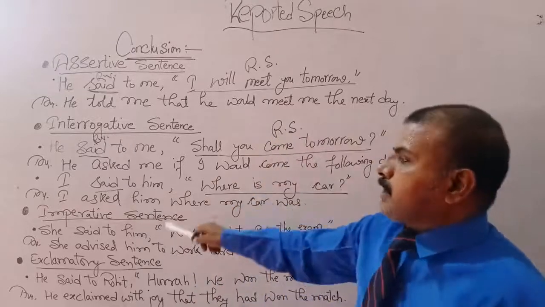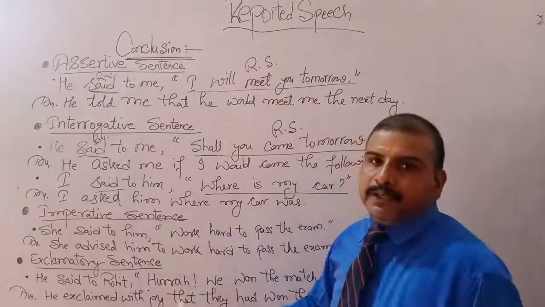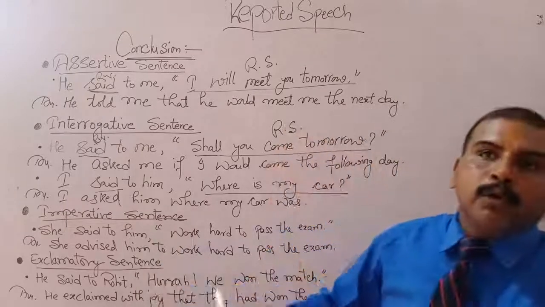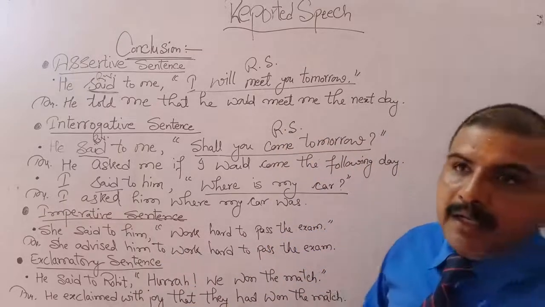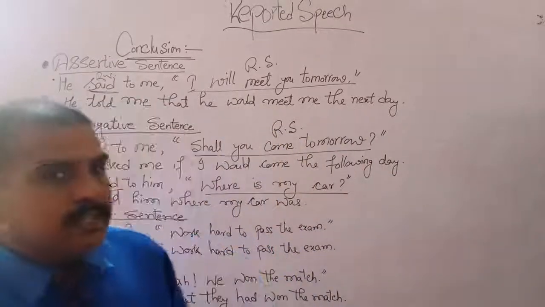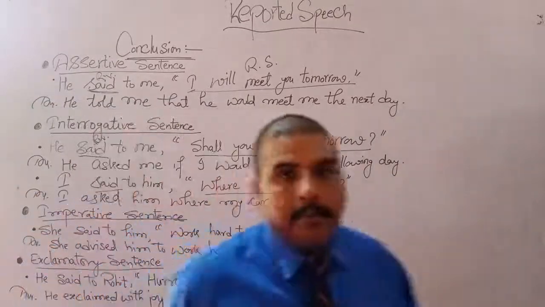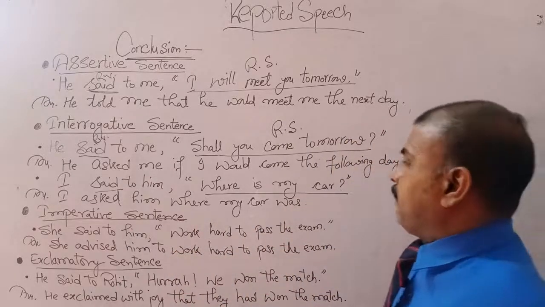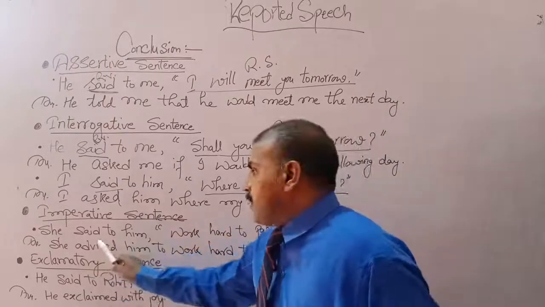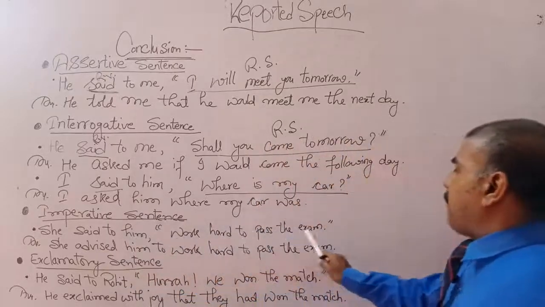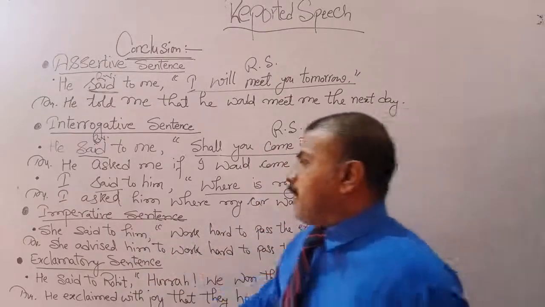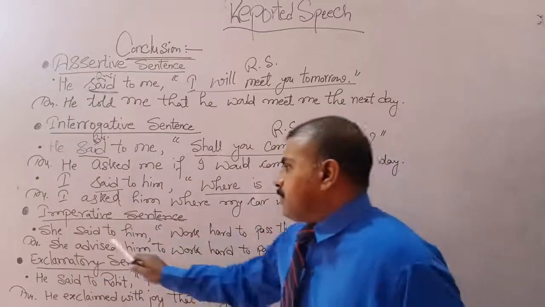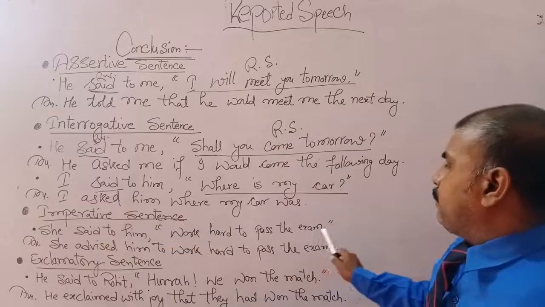Now look at the next type of sentence, the imperative sentence. An imperative sentence denotes some imperative mood, like request, command, or advice. Such sentences we call imperative sentences. For example: "She said to him, work hard to pass the exam." In this example, she is the speaker, him is the listener, and what is spoken by her is "Work hard to pass the exam."